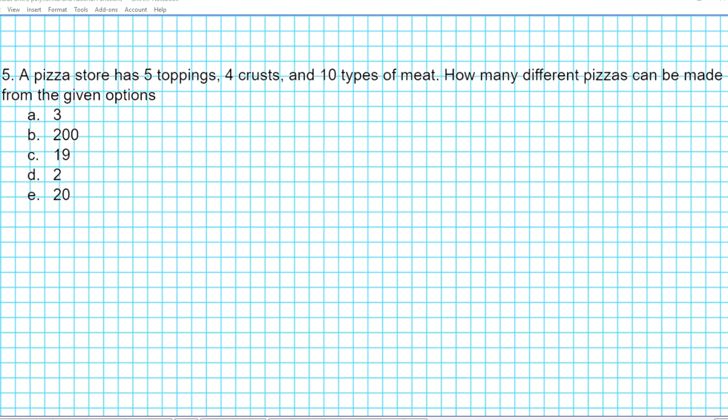Number 5, the pizza store has 5 toppings, 4 crusts, and 10 types of meat. How many different pizzas can be made from the given options? So this is a counting principle problem. So all we have to do is list out the number of different options for the components. So we have toppings, we have crusts and meat. And then when you find the product of the different components, that basically tells you how many combinations can be made with the components.